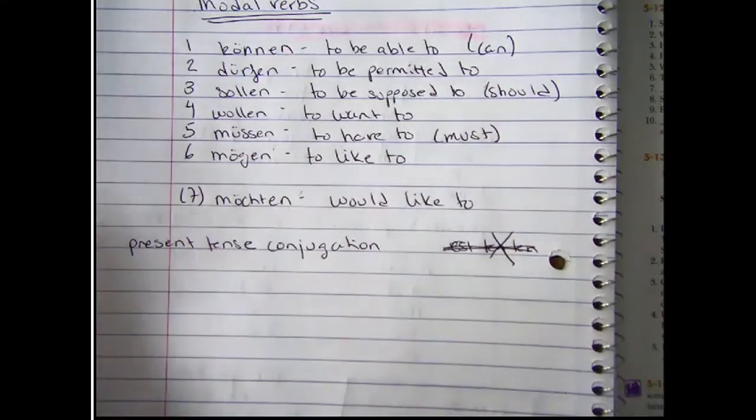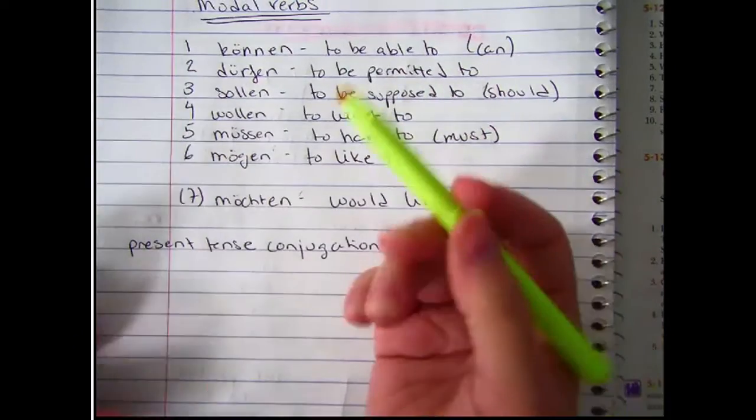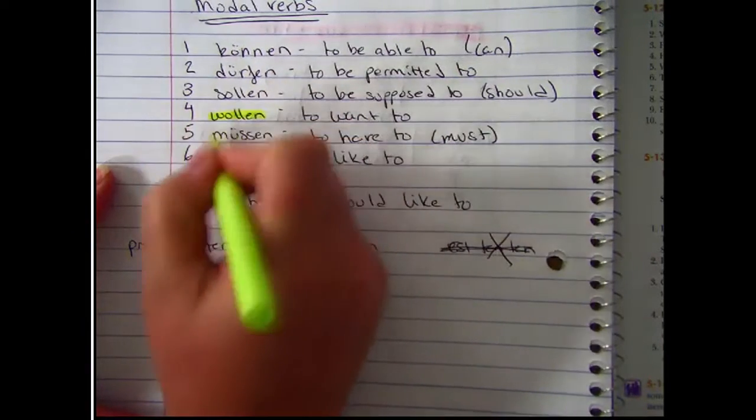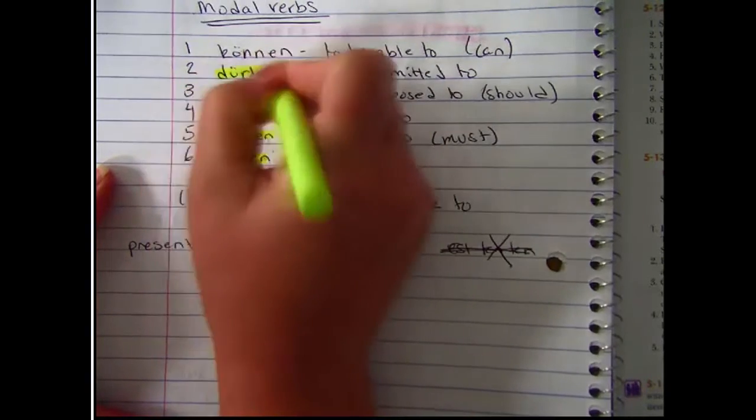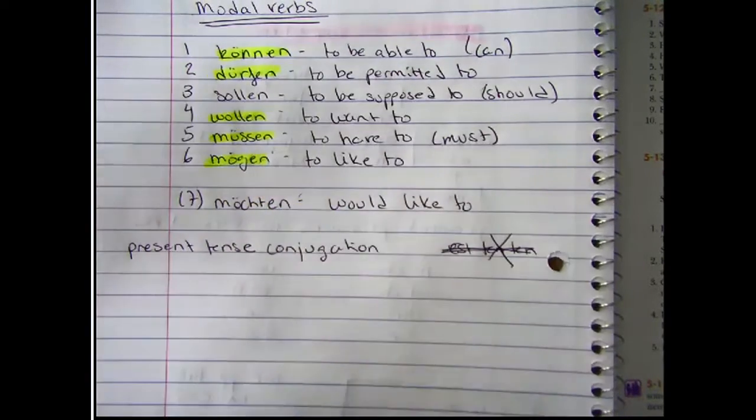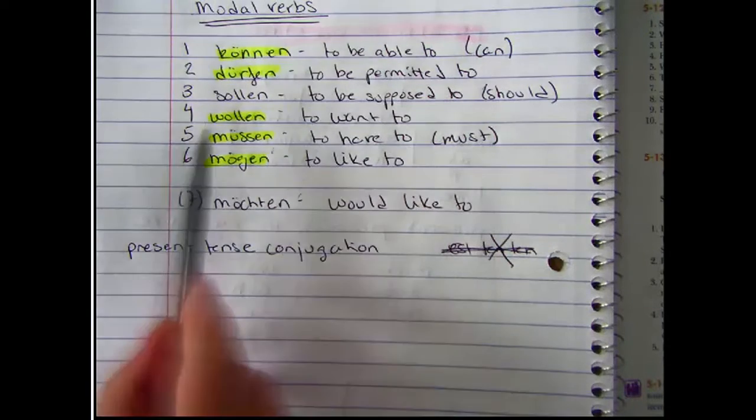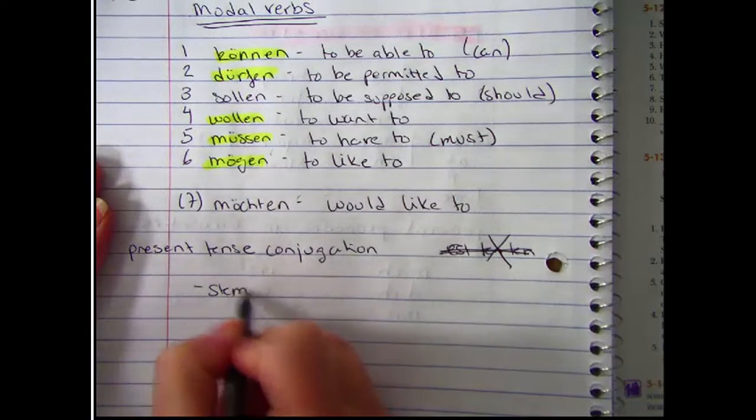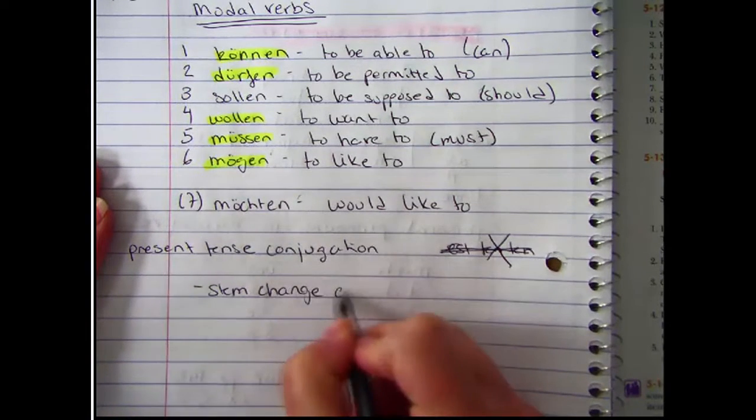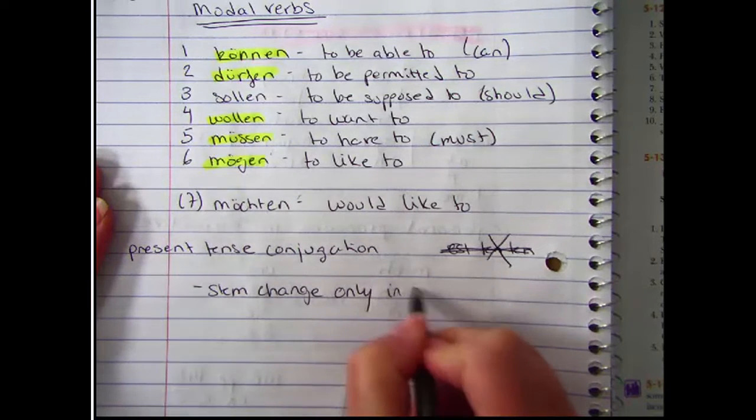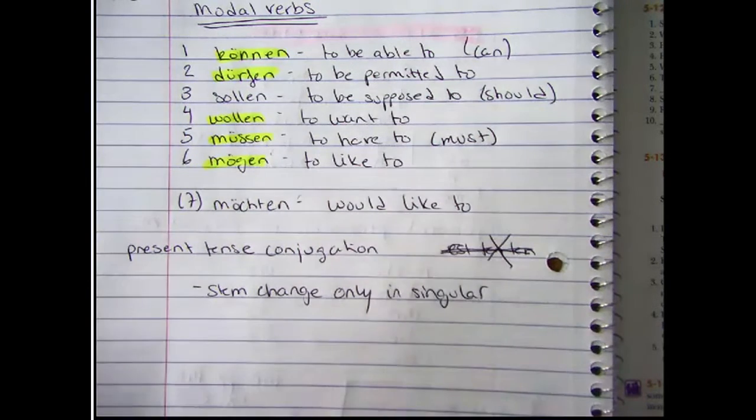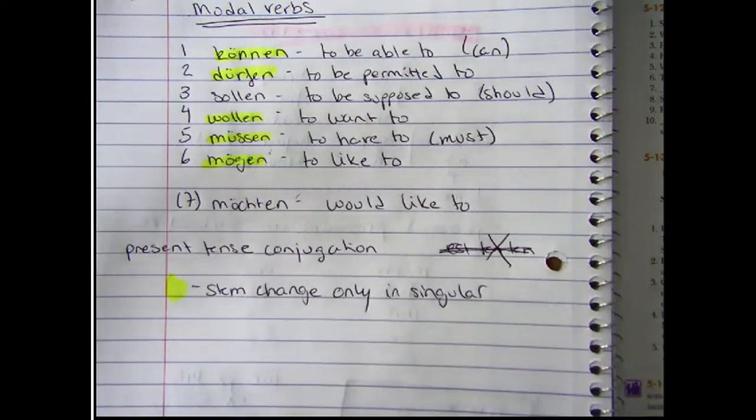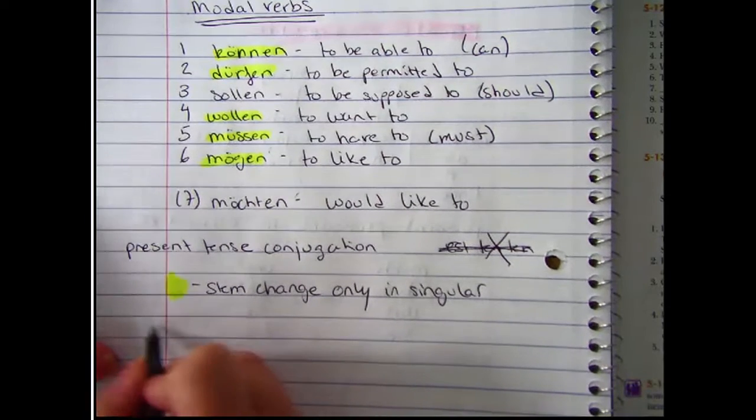First of all, the majority of them are going to have a stem change whenever you're going through. I'm going to highlight all of the ones that have one. Okay, möchte does not. So all of them except sollen, when you're conjugating, have a stem change. But that stem change is only in the singular form. So in the I, you, he, she, and it form. Okay, so for those we have a stem change. So I'm going to use können as my example.